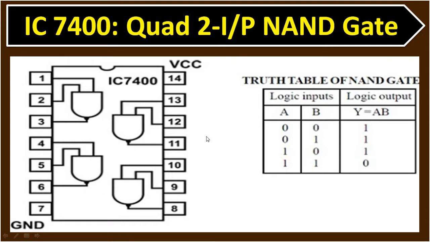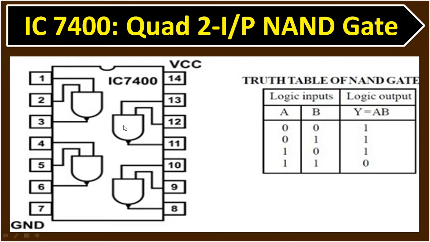We have seen the truth table of the NAND gate in the previous videos. Here the NAND gate gives you logic 1 if a single 0 is available at the input side, and the NAND gate gives 0 when all the inputs are 1. Now let us see the practical simulation of the NAND gate.